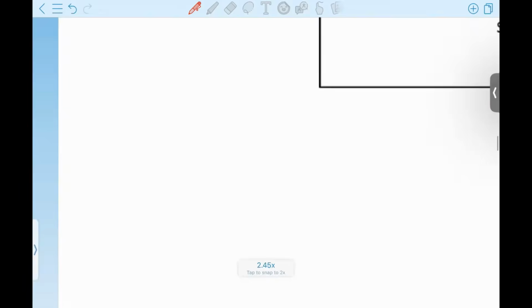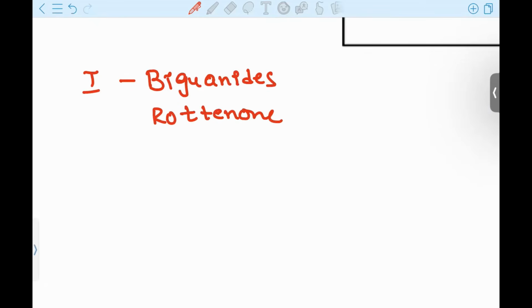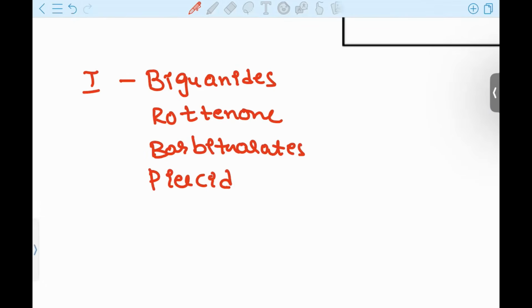Let's understand. Complex 1 is specifically inhibited by biguanides. What are these biguanides? Can you recall? They are commonly associated with your sugar drugs, right? The diabetic drugs like metformin, and other metformin-type biguanides, block oxidative phosphorylation complex 1. Also rotenone will block it, and also barbiturates. And piericidin, which is a fish poison, will also block it.